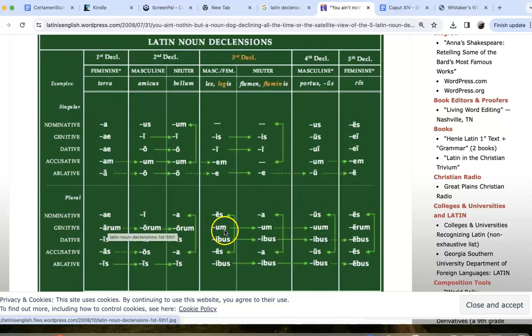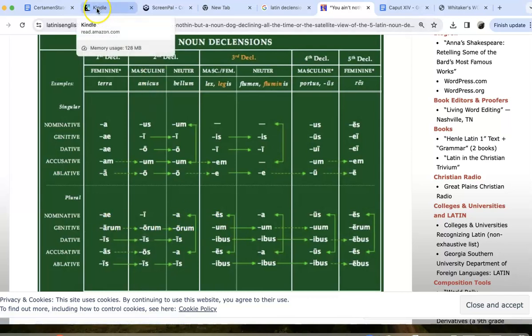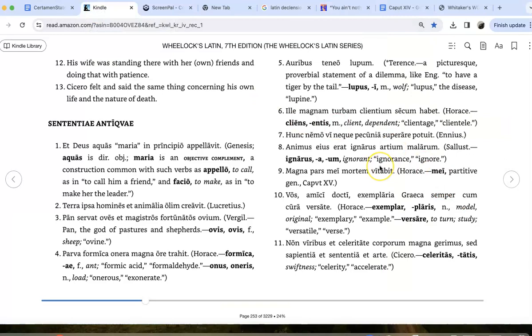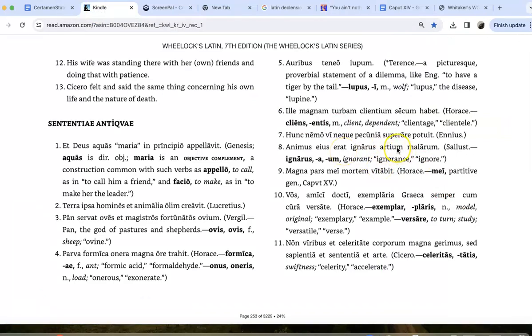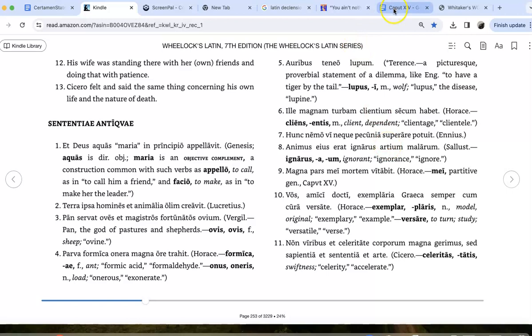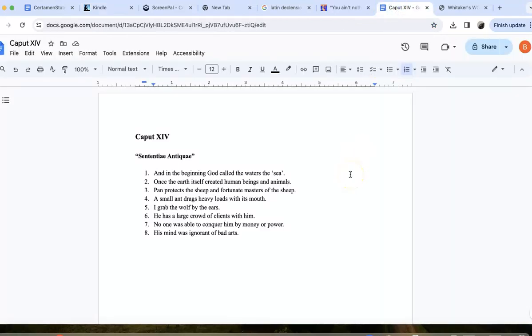So once again, sometimes you do have in Latin two words that are next to each other that have different declensions. That's just the way Latin is, and so that can be a little bit different than English. Obviously, it might take some time getting used to, but that's how we read and explain that one. His mind was ignorant of bad arts. Once again, I don't know if this is the best translation, but again, I want to keep it somewhat literal.